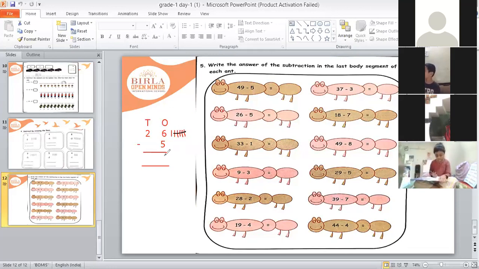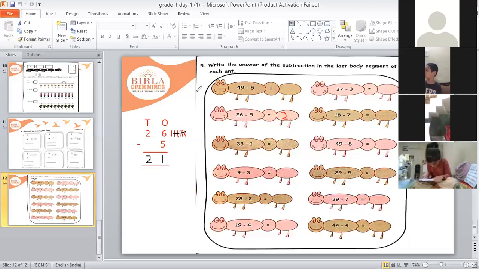So how many lines are left now? Only one line is left now. So we'll write here 1 in ones place. And since there is only one number in tens place, that is 2, we will write this 2 as it is. So answer is 21. So we will write here the answer, 26 minus 5 is equal to 21. This is the answer, right?